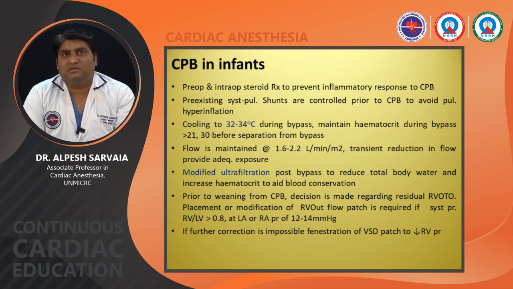Prior to weaning from the CPB, a decision is made regarding the residual RVOT obstruction, and placement of a modification of the RV outflow patch is required if the PRV-LV ratio is more than 0.8 or LA or RA pressures are more than 12 to 14 millimeter of mercury. If further correction is impossible, fenestration of the VSD patch is done to reduce the RV pressure, and sometimes the PFO is also kept open.